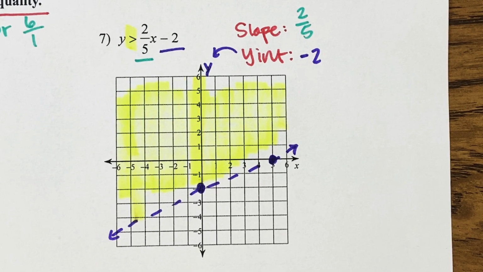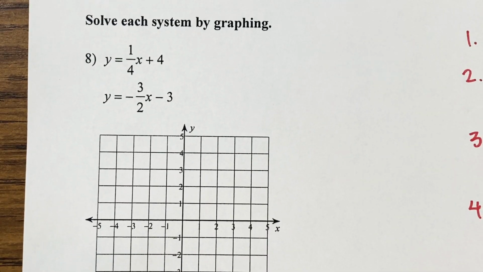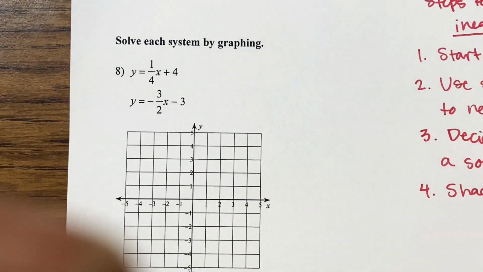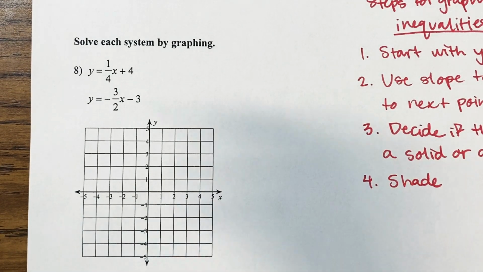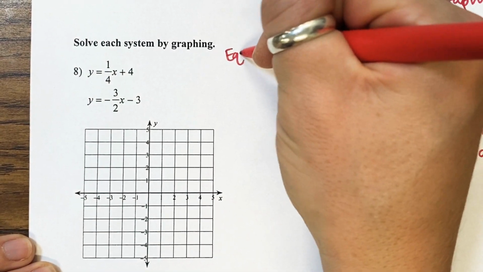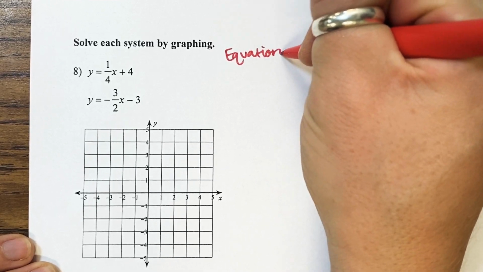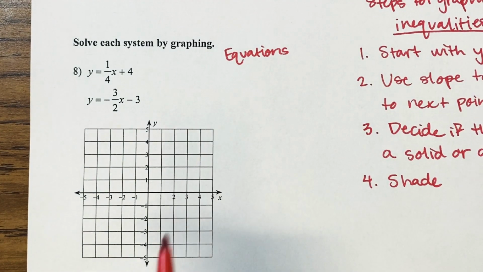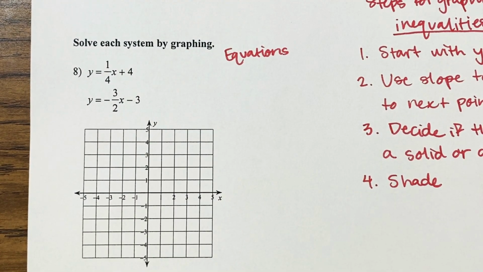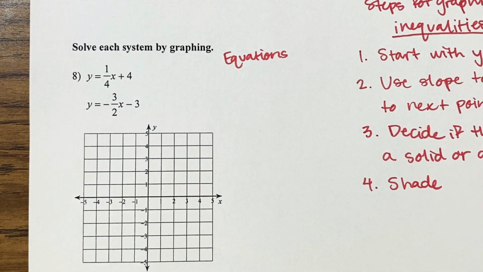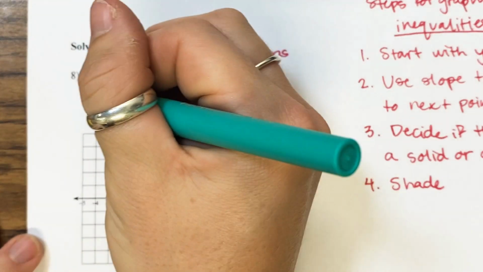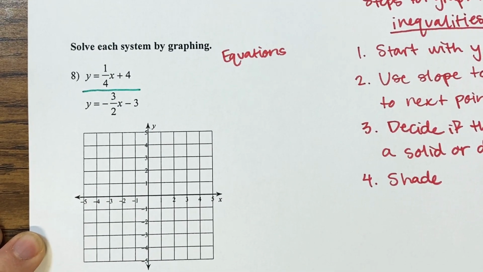Okay, awesome. Let's do our last example. Okay, so our last example, we're back to graphing equations. Okay, these guys are both equations again. Okay, but notice now it's a system, which just means more than one. Okay, we have more than one equation we have to graph here. So let's start with our first one.